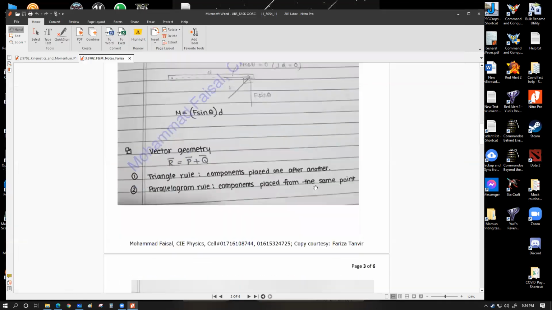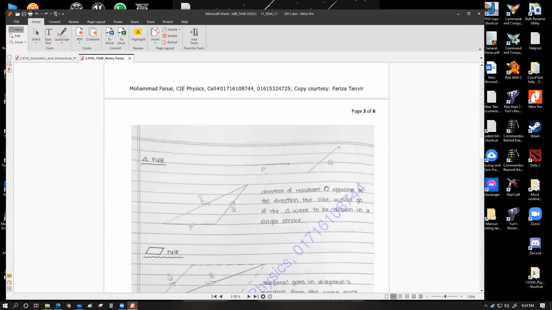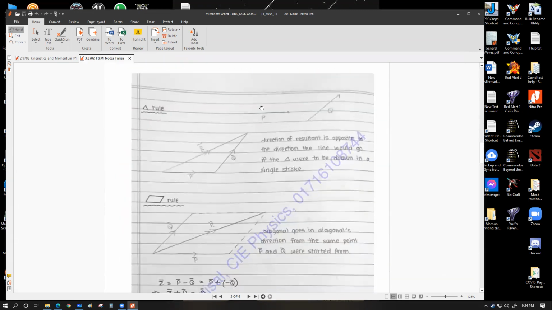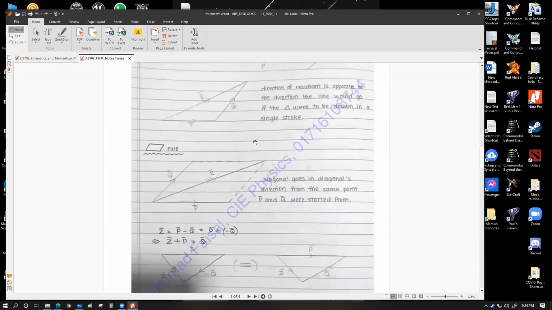The next one that we have is vector geometry. Vector geometry is very simple. R equals P plus Q. Triangle rule: components are placed one after another. Parallelogram rule: components are placed from the same point. So the triangle rule can be shown like that. If we have two vectors P and Q, we just place them one after another. R gives the resultant. You know how it works. I'm not bothering to show you this figure.